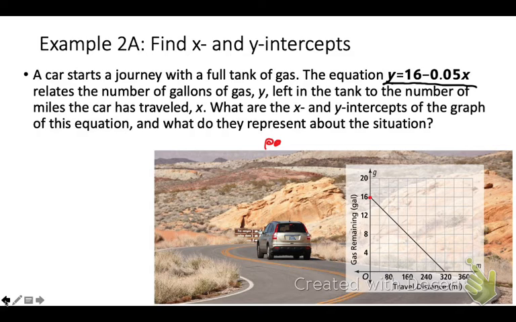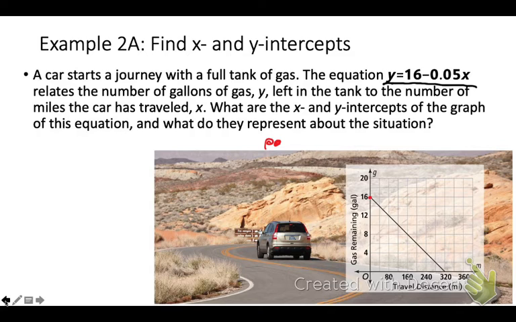Okay. A y-intercept is where this graph hits what? The y-axis. Yes, and it is at 16. If you read the scale, it says gallons of gas remaining, in gallons, right? So it means I start with 16 gallons, and how far have I gone? 0. That is the y-intercept.